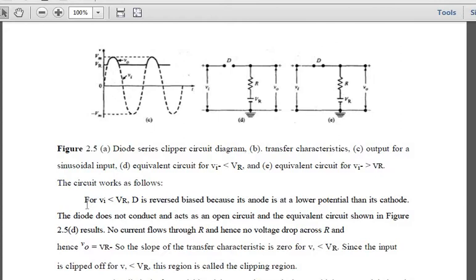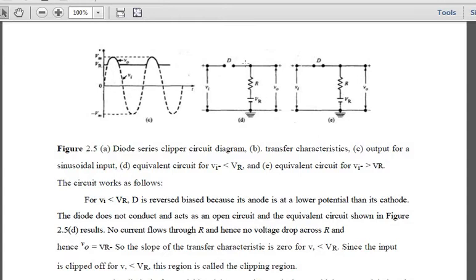So listen here carefully. For Vi, the input voltage, less than your reference voltage, the diode is in the reverse bias condition, and its anode will have a lower potential than its cathode. So the diode does not conduct over here, and it will act as an open circuit, and the equivalent circuit is as we have shown here. Now here no current will be flowing to the resistor R, and hence no voltage drop will occur over here.